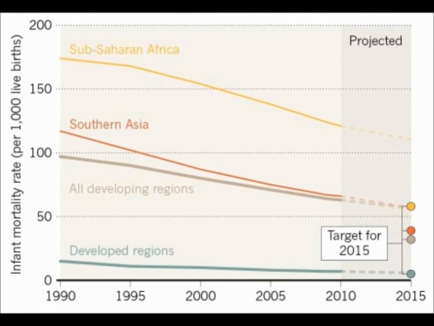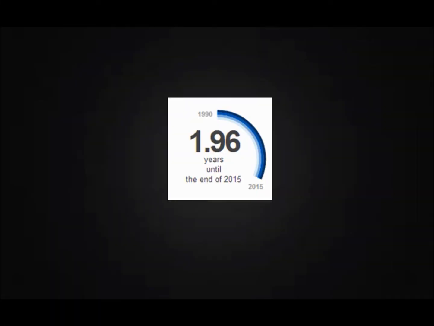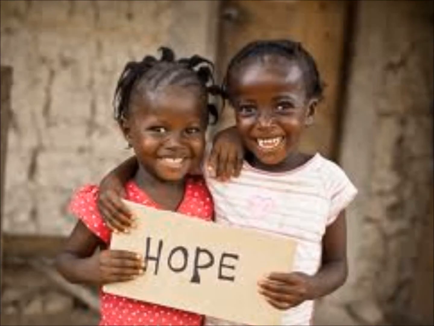Despite this amazing progress in achieving the goal, more than 3 million children still die of treatable diseases every year. To reach our goal, we need to save about 2 million more children. At the moment, we have about 1.96 years left till our target date, which is 2015. If we can keep the same pace in accomplishing our goal, we will succeed for sure.